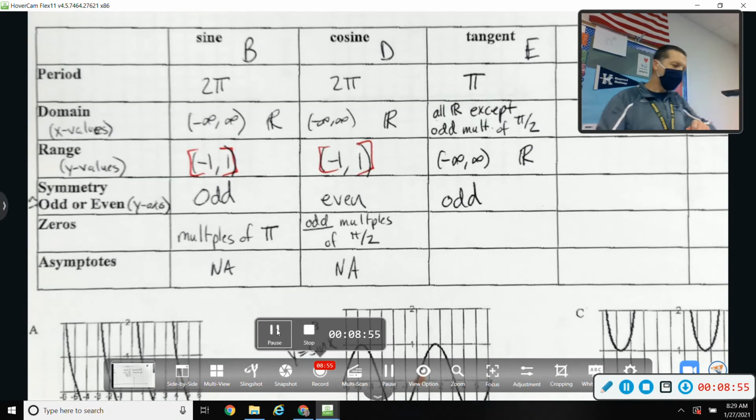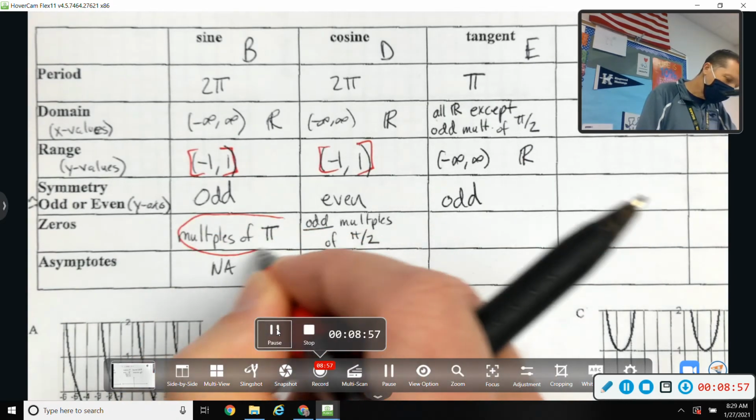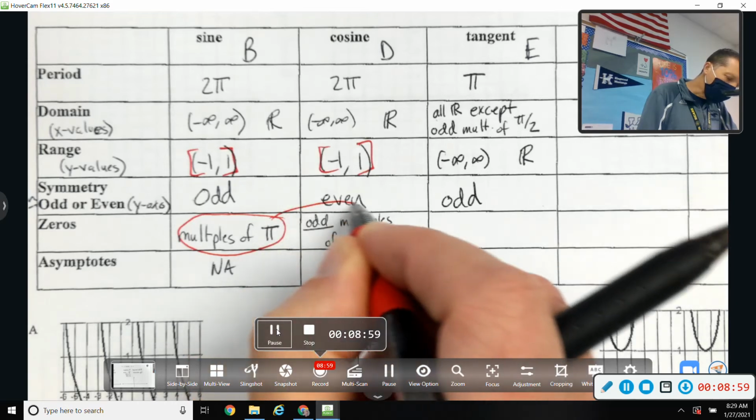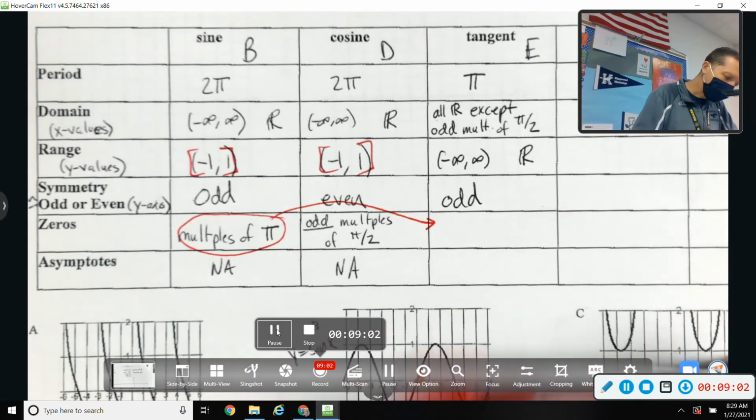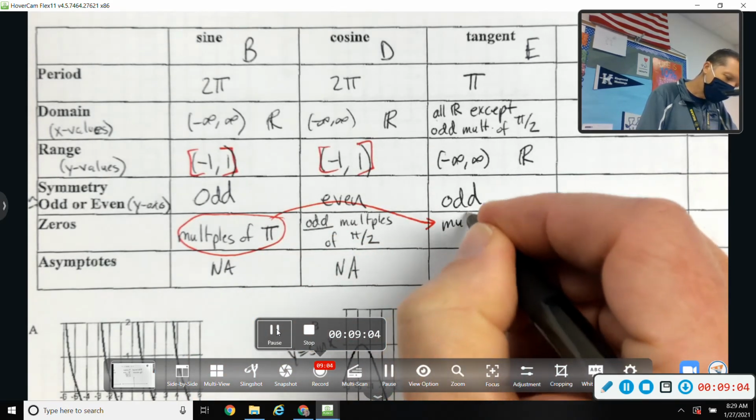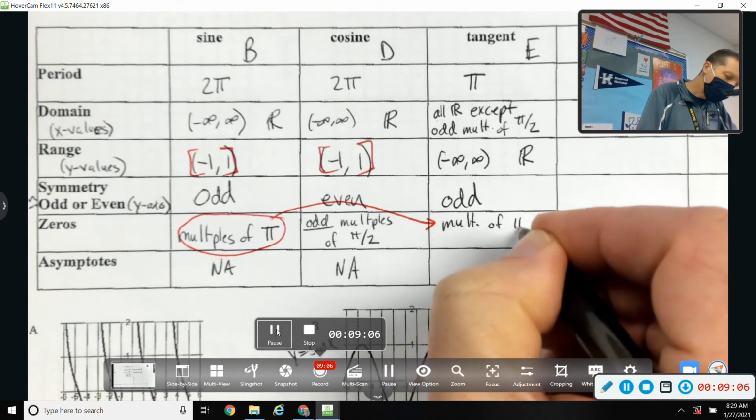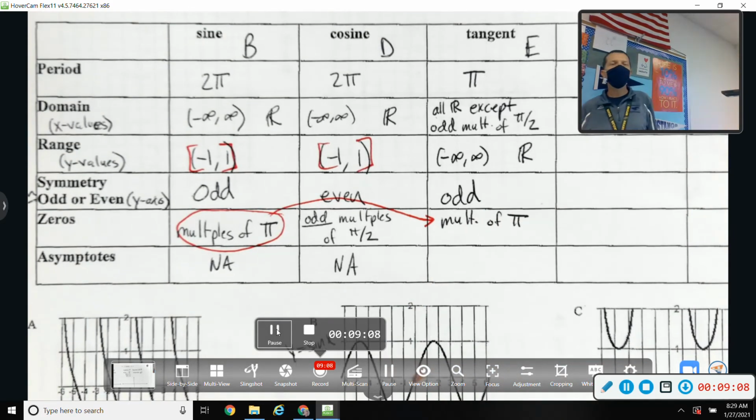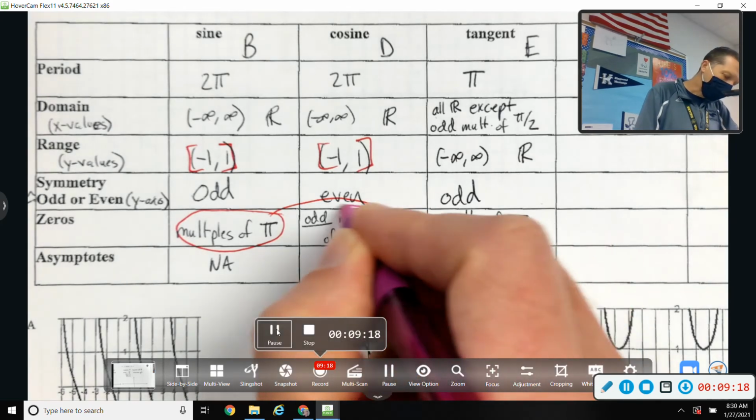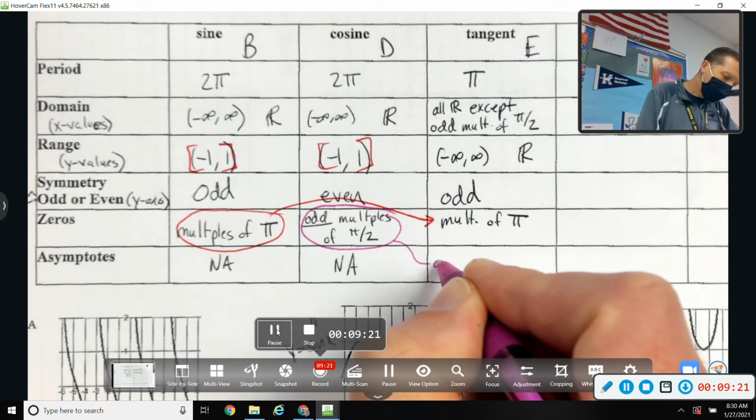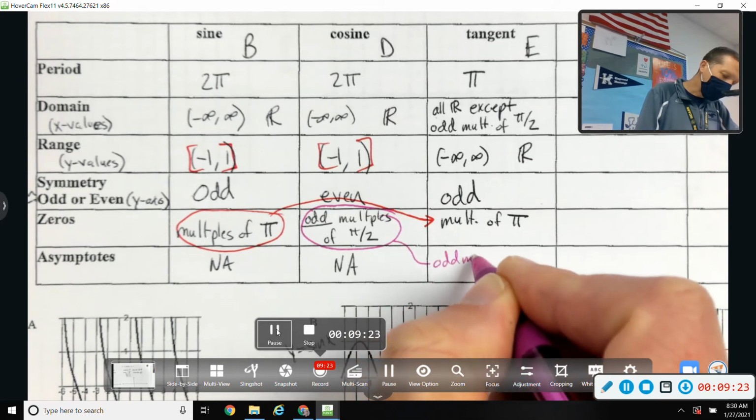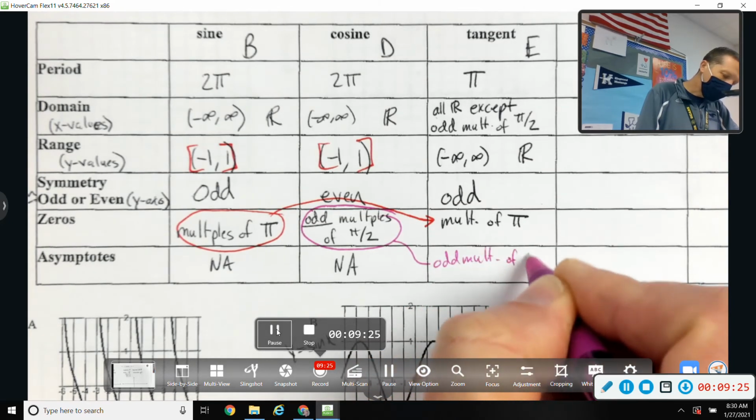The zeros are the multiples of pi because it comes from sine. Right? Because wherever sine is 0, tangent is 0. And the asymptotes come from the zeros of cosine. So the odd multiples of pi over 2.